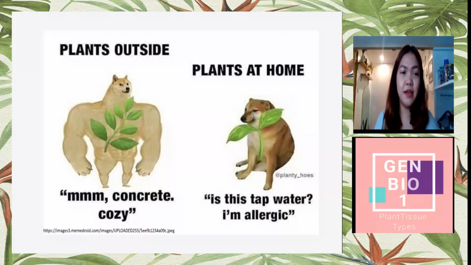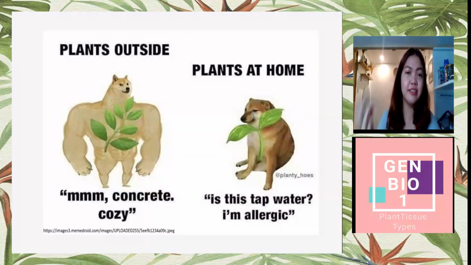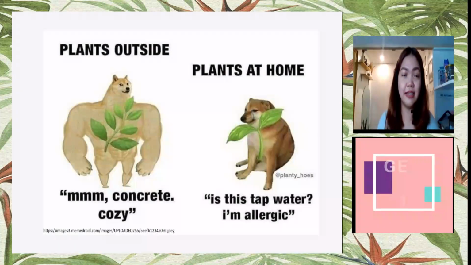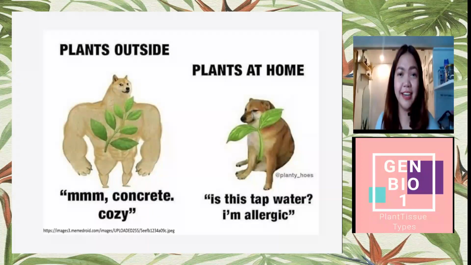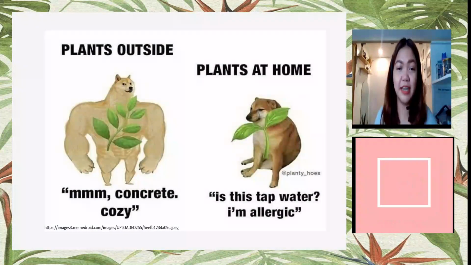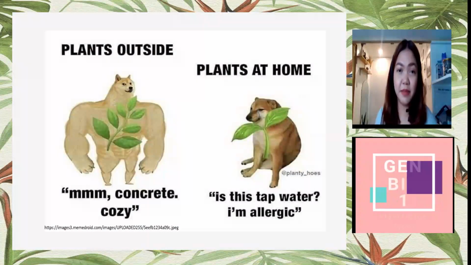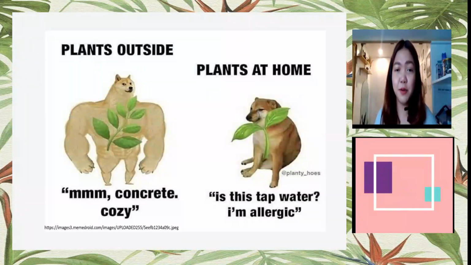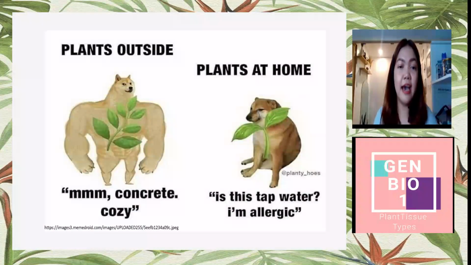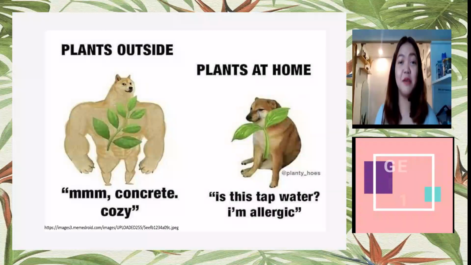For example, they normally thrive outside of the house. Like for example, dun nga sila sa garden, tapos pinasok mo siya bigla sa loob, so it would really be a problem kasi kailangan niya muna mag-adapt, and at the same time it needs sunlight. So I would really recommend, guys, if you really want plants at home, please alamin nyo muna if it's suited to being a houseplant.